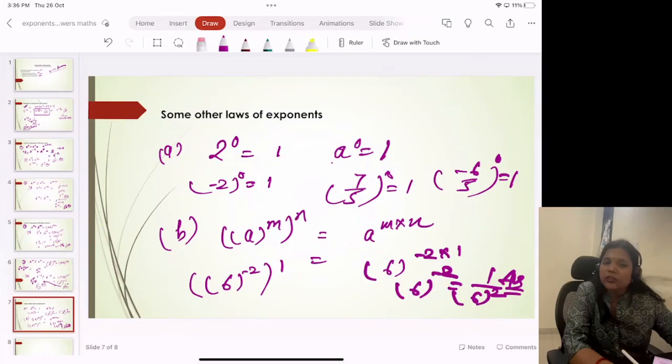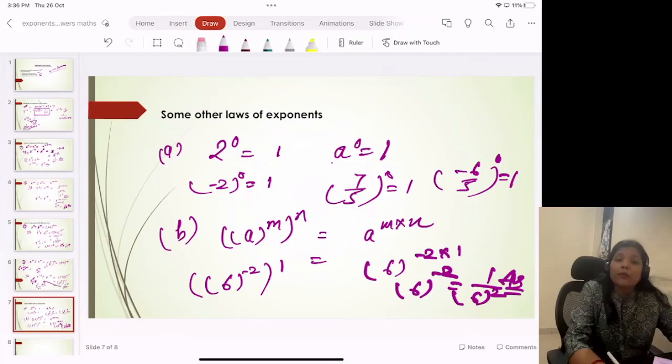So far we have studied exponents. What do you mean by exponents? With the same base, different bases, and some other laws. So I hope everything is clear, and I was able to clear all your doubts, right?